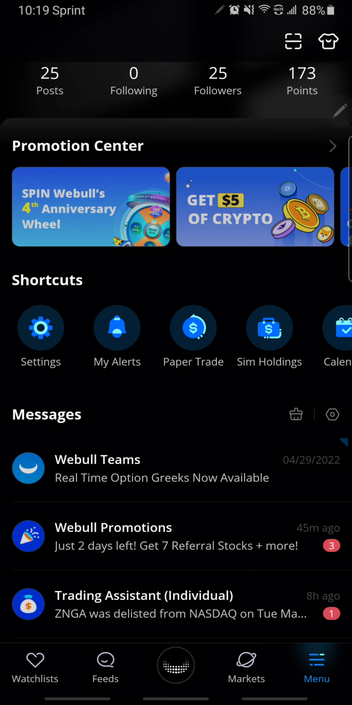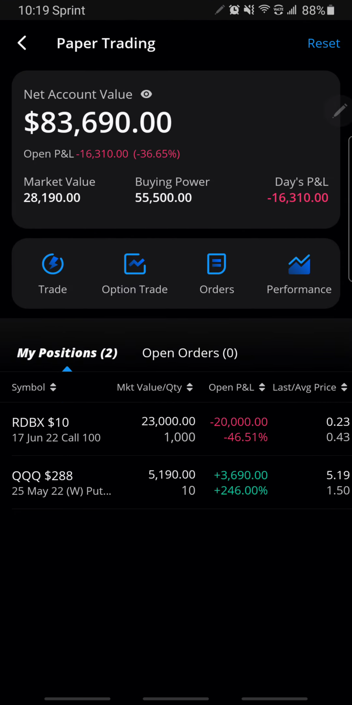Paper trading has been around on the Webull app for a long time. That's really nothing new. But the part that's getting me excited, you can guess it: paper trading on options. So to the famous question that a lot of people have been asking, can you paper trade options on Webull? The answer is an emphatic yes.